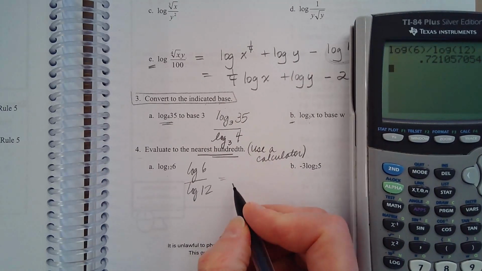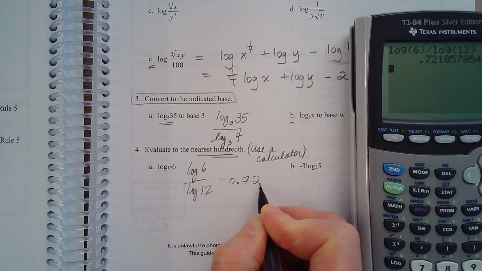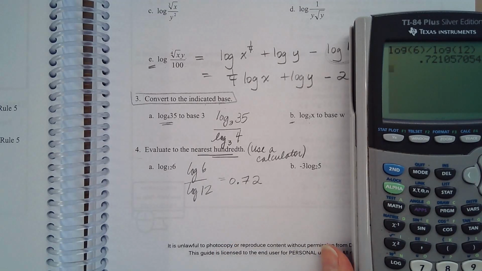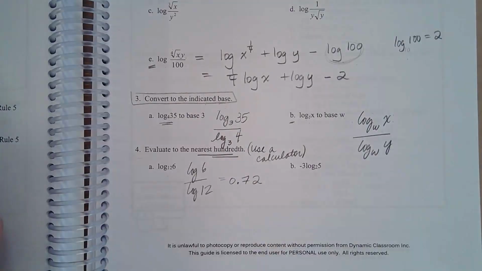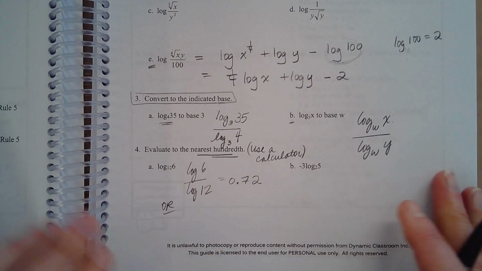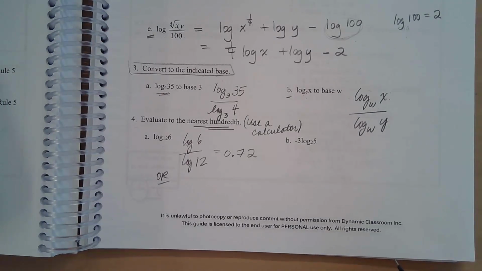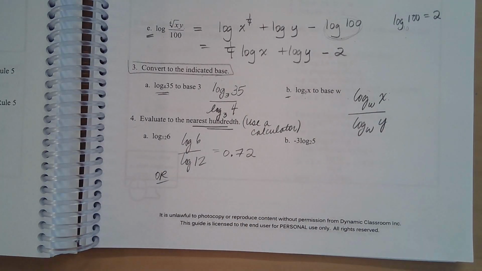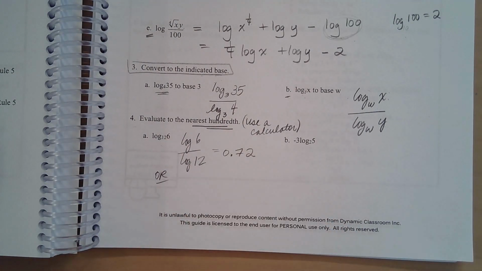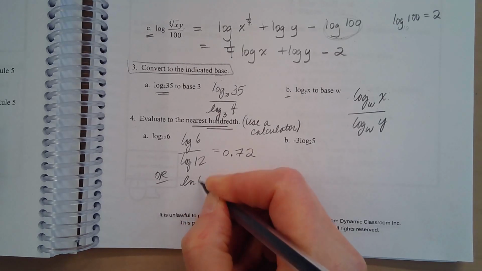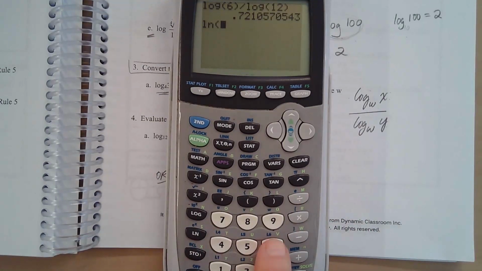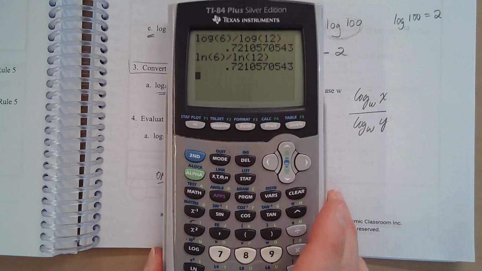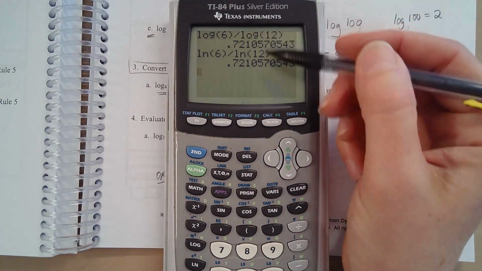Did anyone use base e? Could you have done base e with your calculator? Yeah. How would base e look? I can convert to any base, right? So I have 2 bases to choose from with a calculator. I could also have done log in base e, so it would have looked like ln 6 over ln 12, right? Watch what happens there. ln 6 divided by ln 12. It's going to be the same answer, right? So you can choose log or ln.